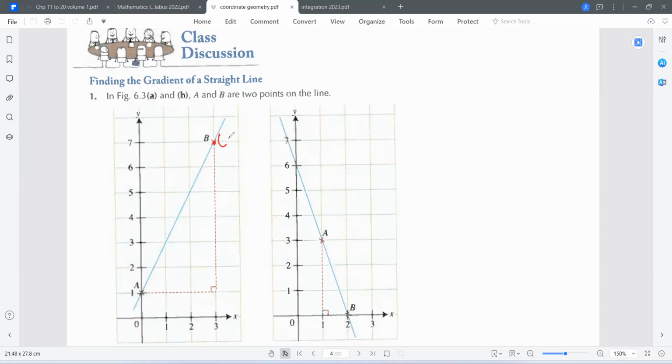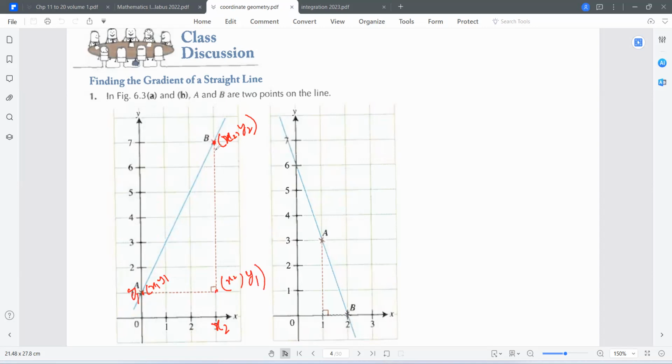For example, if this point is x1, y1 and this point is x2, y2, and if I call this x2, that means this point is x2. And if I call this point y2, that means this one is y1.